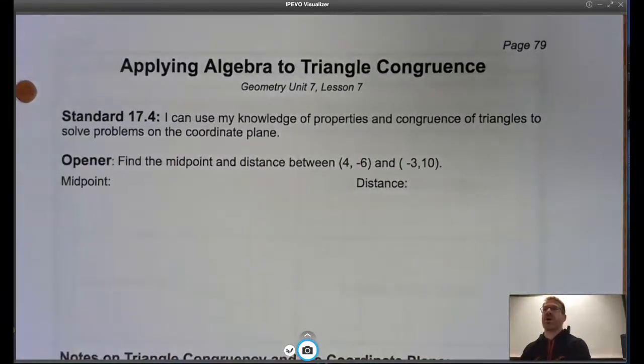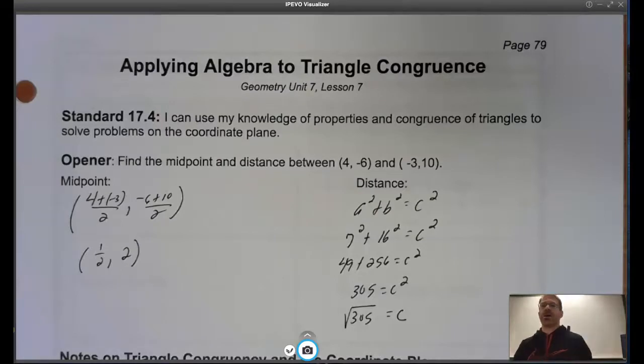I can use my knowledge of properties and congruence of triangles to solve problems in the coordinate plane. So here's what we want to do: get you thinking a little bit about coordinate plane stuff by doing an opener that focuses on the midpoint and the distance between 2 points. So go ahead and pause the video, do those two problems, and then flip it back on, and we'll see how you did.